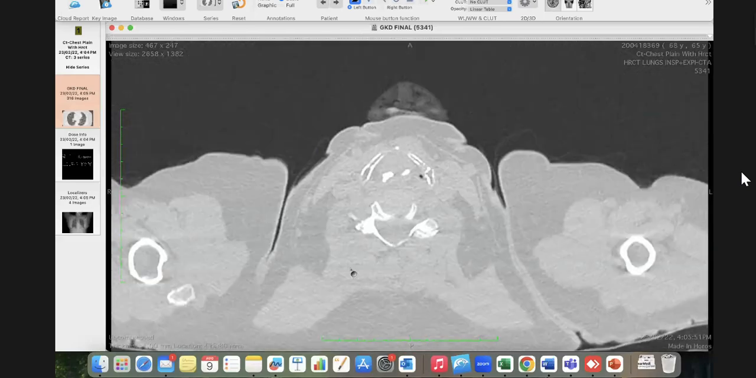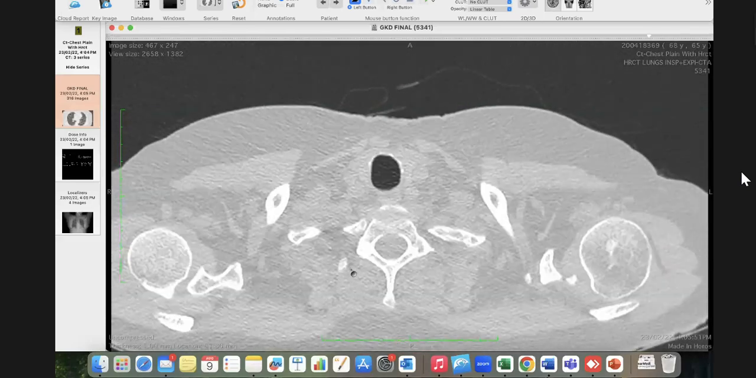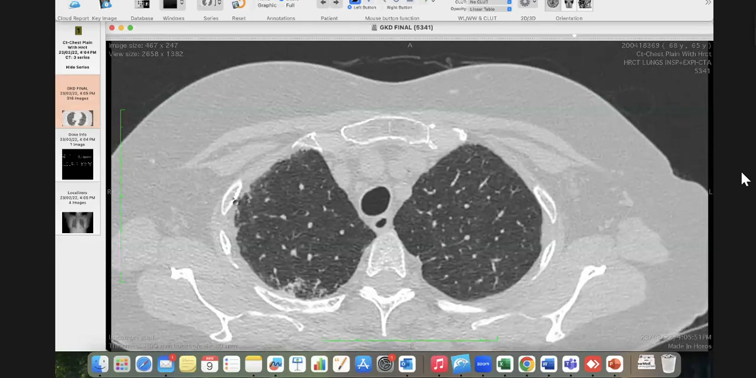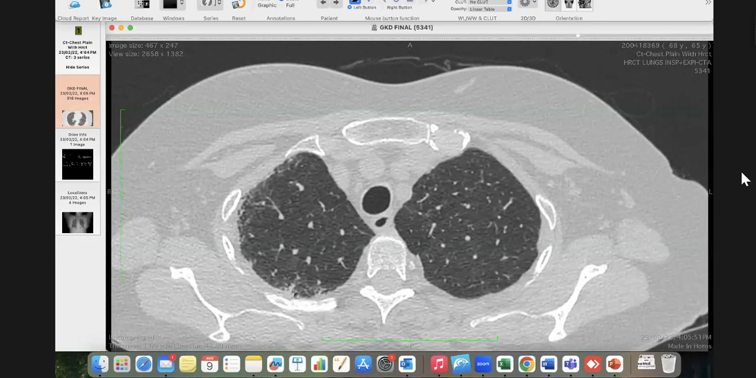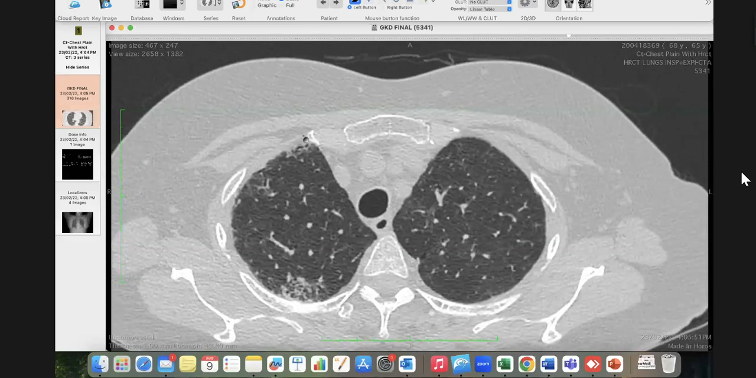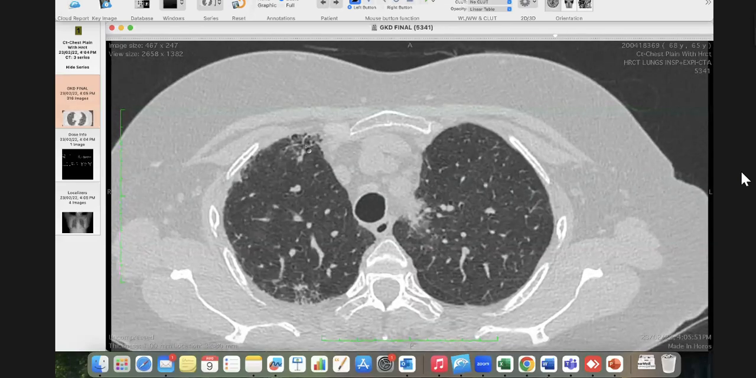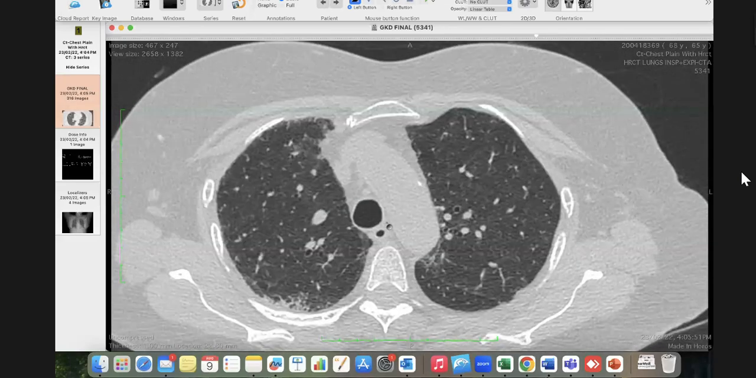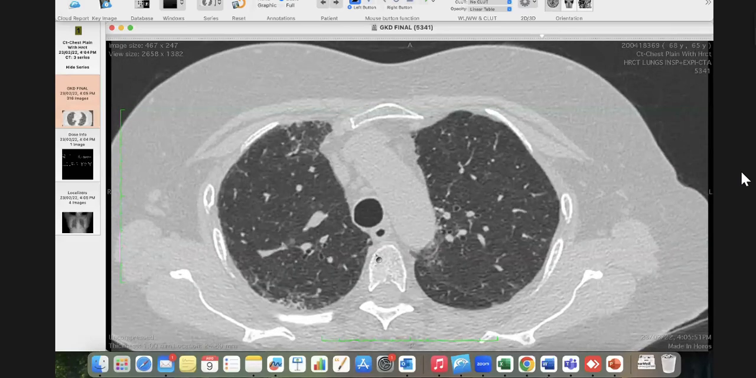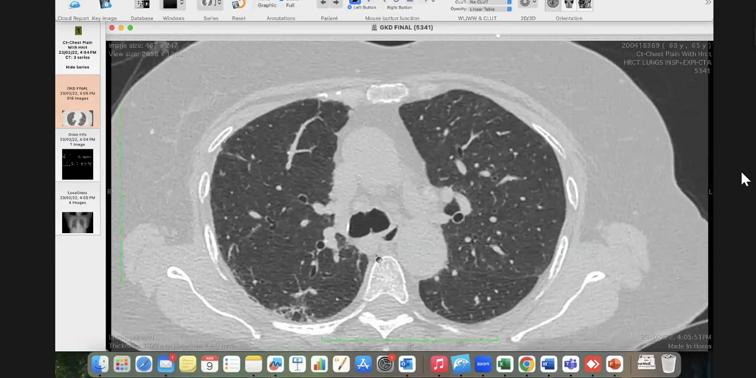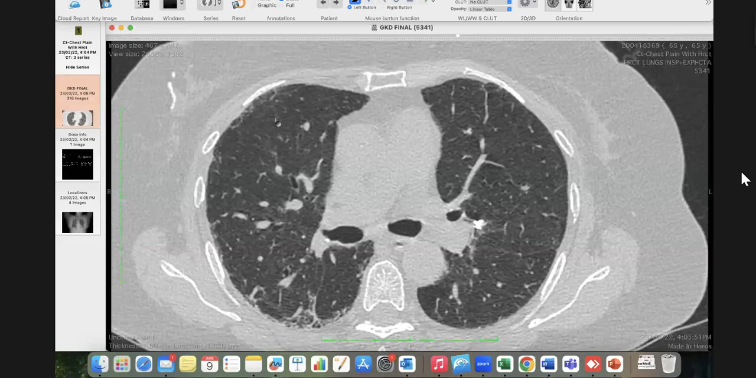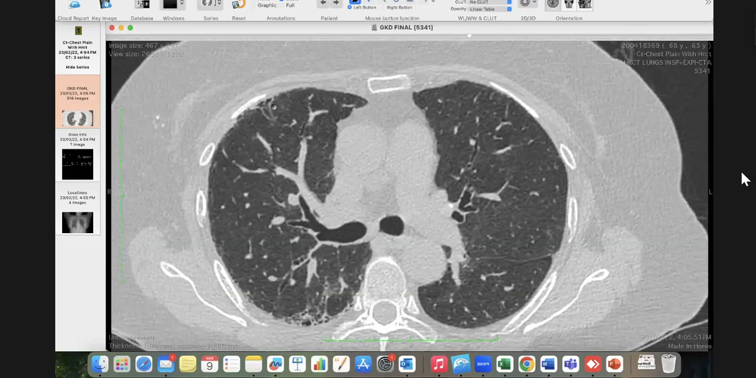So again, from top to bottom, reticular opacities for sure in peripheral distribution, traction bronchiectasis for sure, some ground glassing out here, definite traction bronchiectasis. You can see it here.